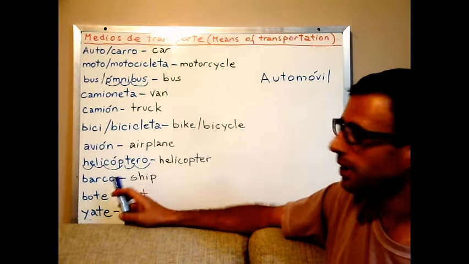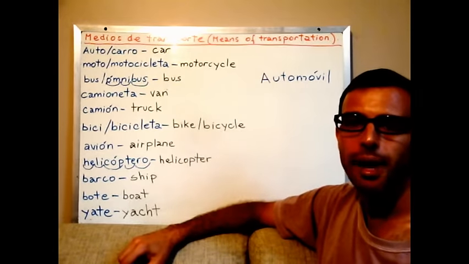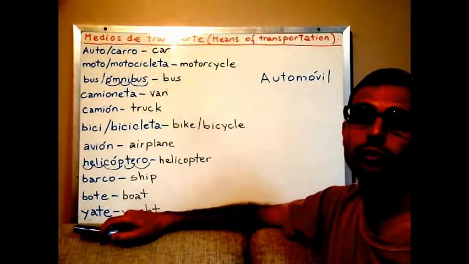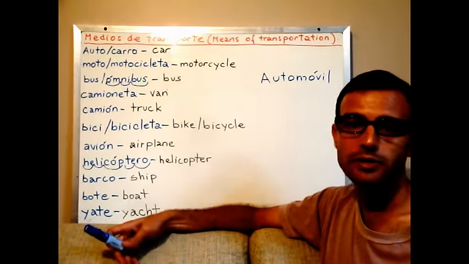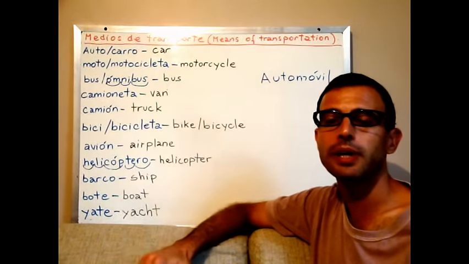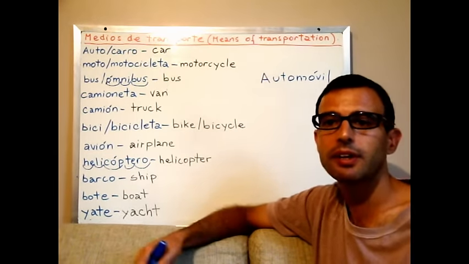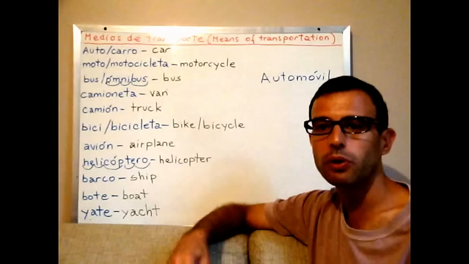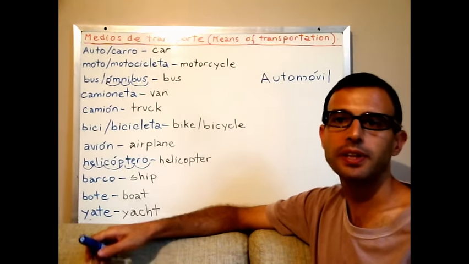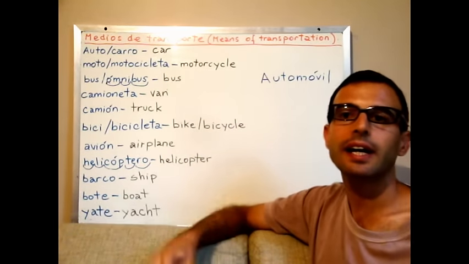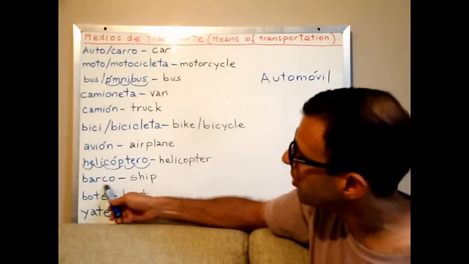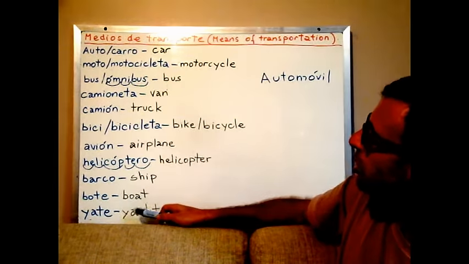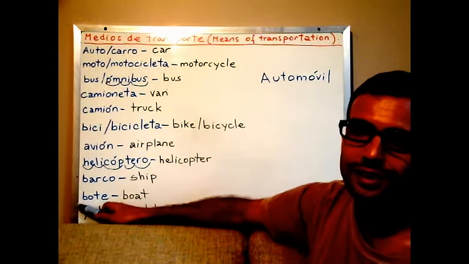The word for ship is barco. A boat, which is a smaller ship, or actually a boat can be something more generic, can be a canoe, a kayak, everything smaller is a boat, bote. Of course we also have all the individual names like kayak, canoa, and all those, but all those smaller ones are botes. Bote is a boat.